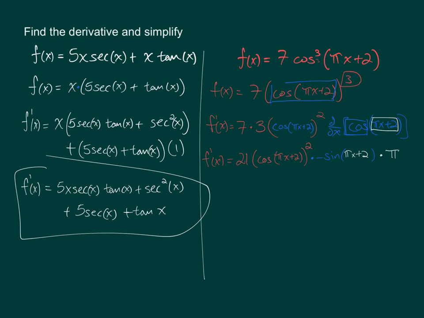So now we have to collect any constants. It looks like we're only going to be simplifying with constants here. 21 times pi is 21 pi, times the negative 1 in front of the sine is negative 21 pi. So this derivative, f prime of x, equals negative 21 pi, and then we'll have the cosine of pi x plus 2, the entire thing squared times sine of pi x plus 2. And this is your derivative for the second example.